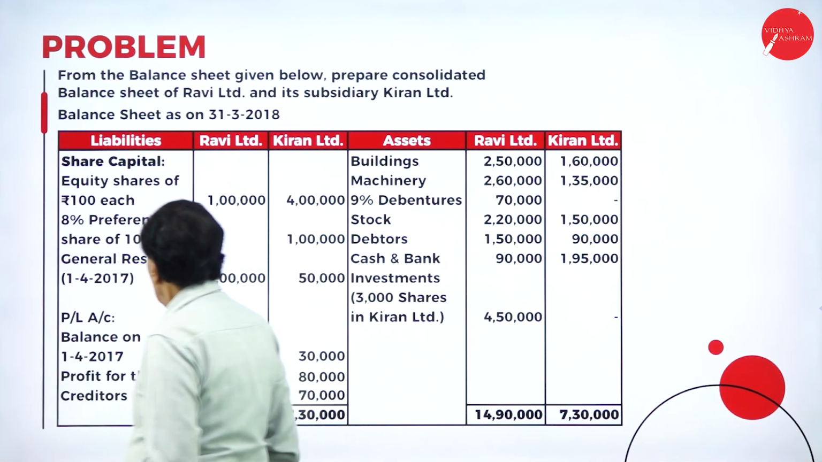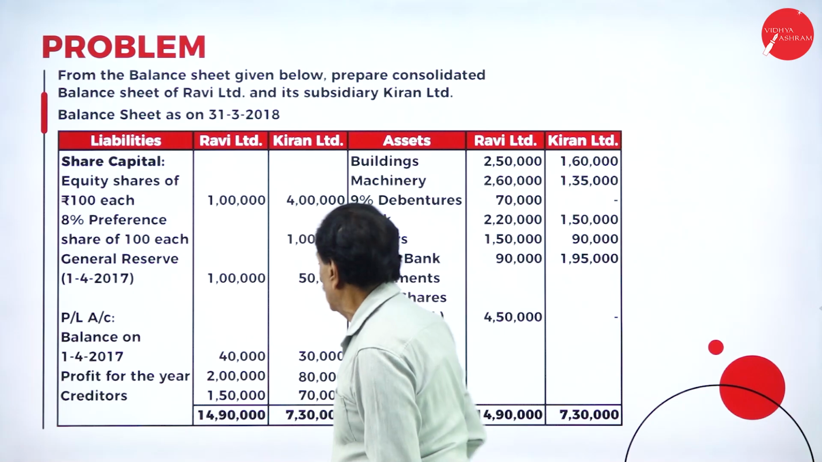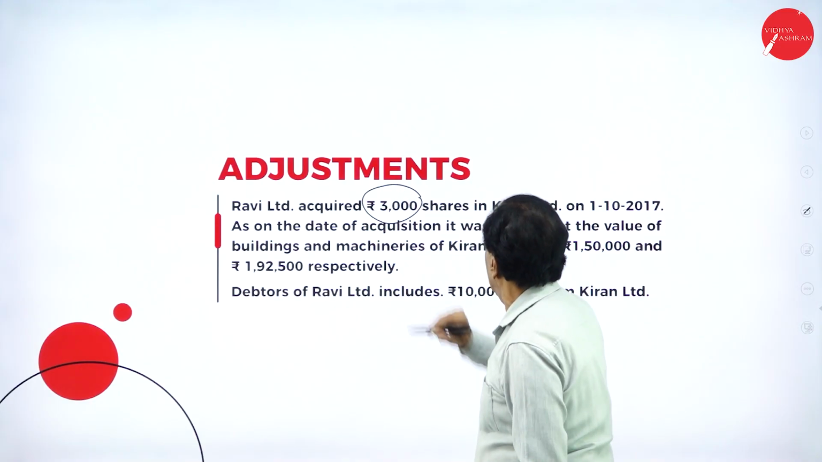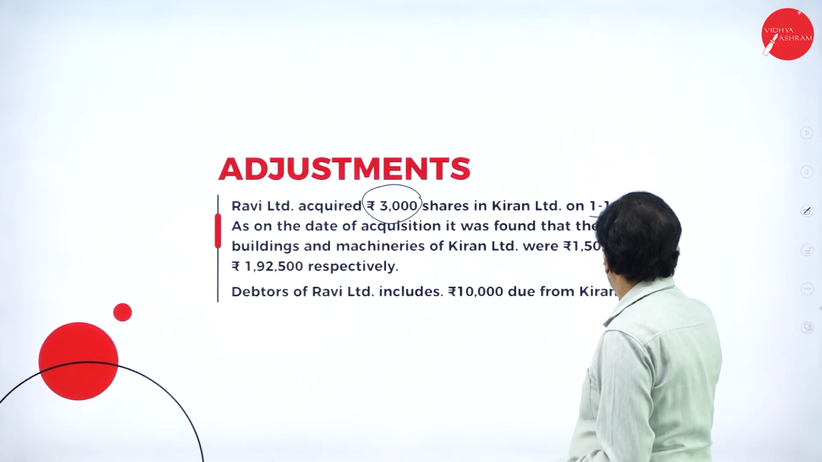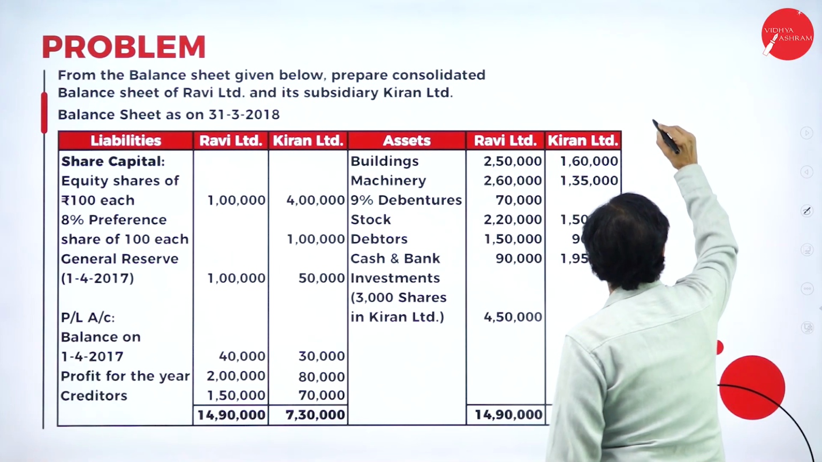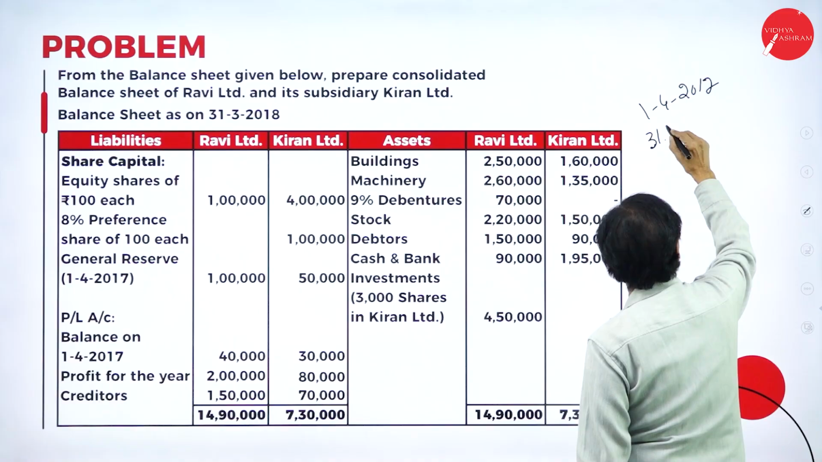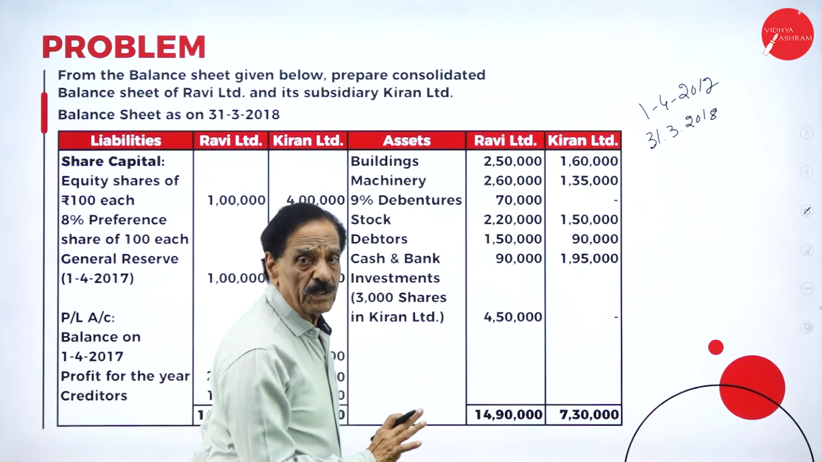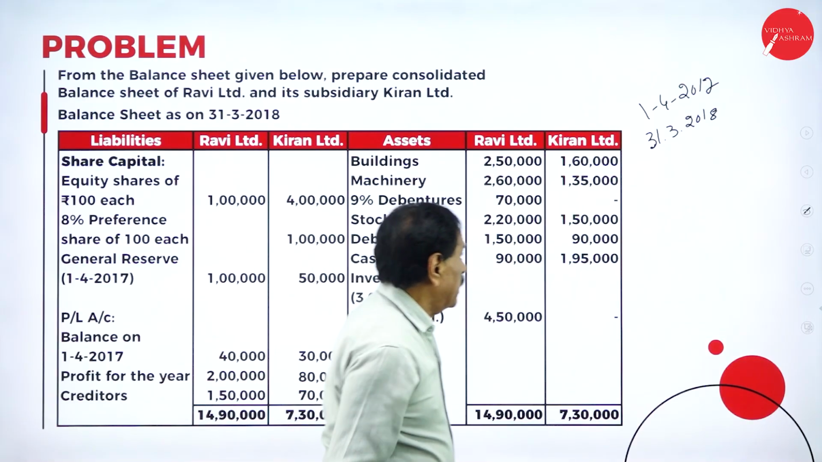We'll go on now. See the general reserve on 1/4/2017 and the profit balance on 1/4/2017. Ravi Limited acquired 3,000 shares in Kiran Limited on 1/10/2017. So the date of acquisition is 1/10/2017. The balance sheet date is 31/3/2018. So how does the year start? 1/4/2017 to 31/3/2018 is our year. April to March. From which date to which date? 1/4/2017 to 31/3/2018. Which date was it acquired?